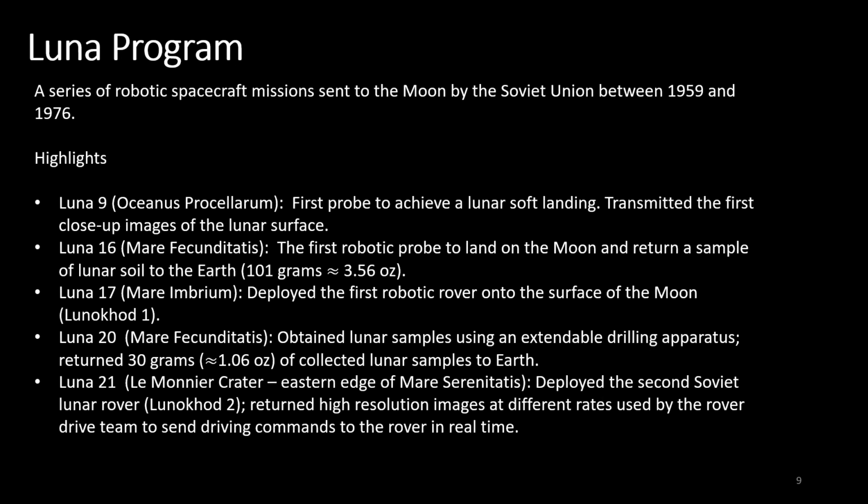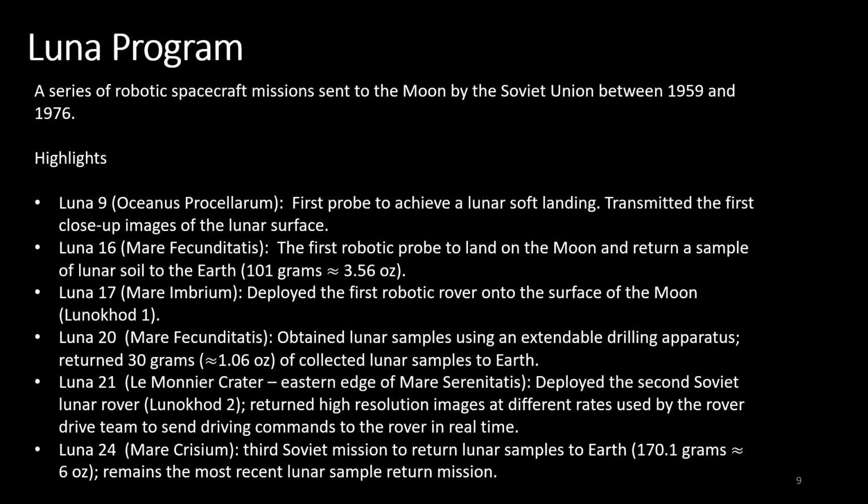Luna 21 landed in Le Monnier crater, which is on the eastern edge of Mare Serenitatis. This deployed the second Soviet lunar rover, named Lunokhod 2. It returned high-resolution images at different rates, and these were used by the rover drive team to send driving commands to the rover in real time. Luna 24 landed in Mare Crisium. This was the third Soviet mission to return lunar samples to Earth, a little over 6 ounces, and it remains the most recent lunar sample return mission to date.